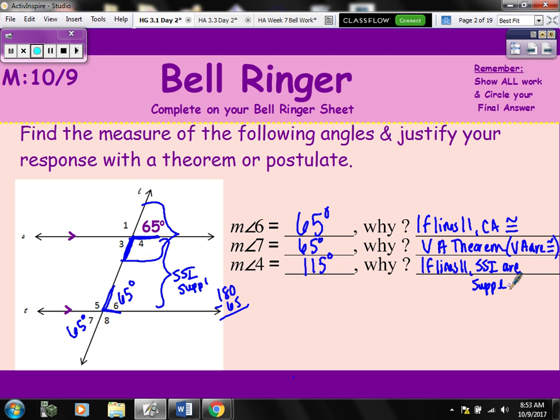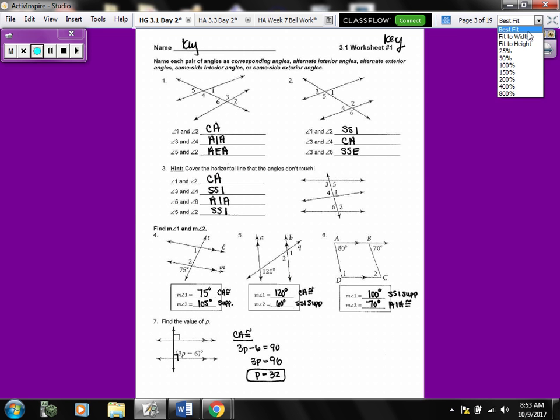Okay, now this is setting us up for proofs. Like that's why we're justifying everything, because eventually you're going to be asked to prove with like a whole bunch of transversals and lines that two angles are congruent, and you'll have to justify with reasons. So that's why we're doing this as we go. All right, let's take a look at our homework really quickly.